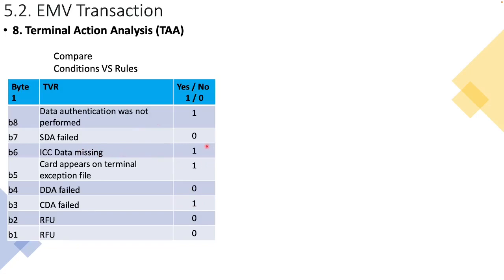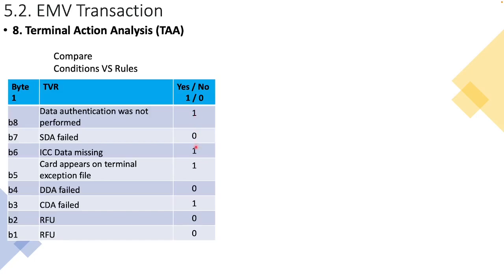ICC data missing. So in this transaction, we had certain pieces of data that were not supplied to the terminal by the card. So it happened in the transaction, and therefore the terminal made a note of it in the TVR. And like I said, once again, for example purposes only, let's assume that this card was reported stolen. The card number appeared on the exception list or on the hot card list, and the terminal picked this up, so it flagged it as a yes, this actually happened.